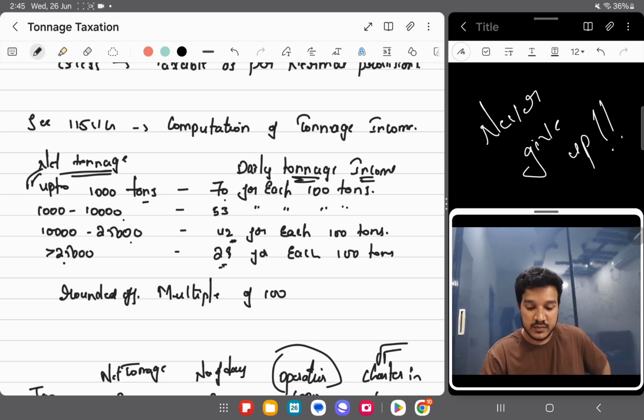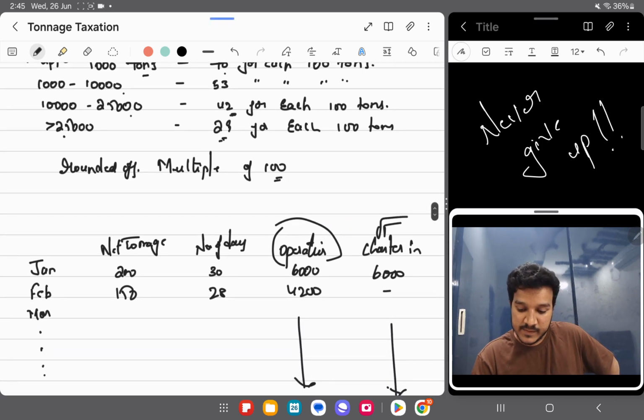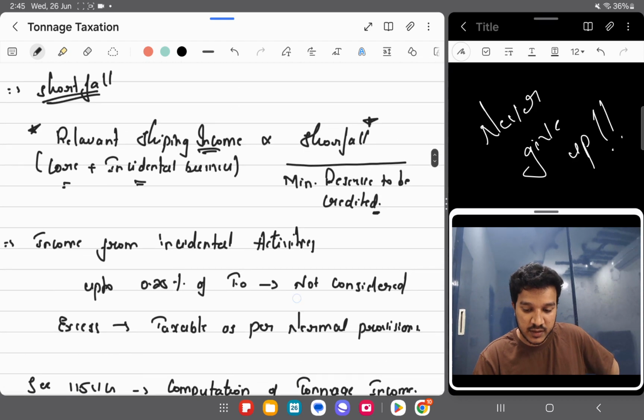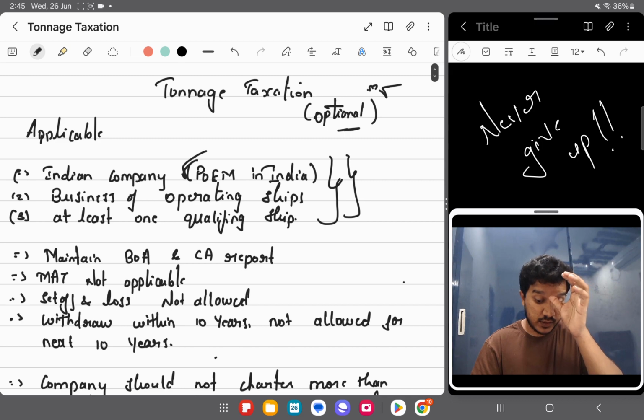ठीक है, and you always have to take this in multiples of hundreds. I think we are pretty much done. Once we see the question we will cover up everything.